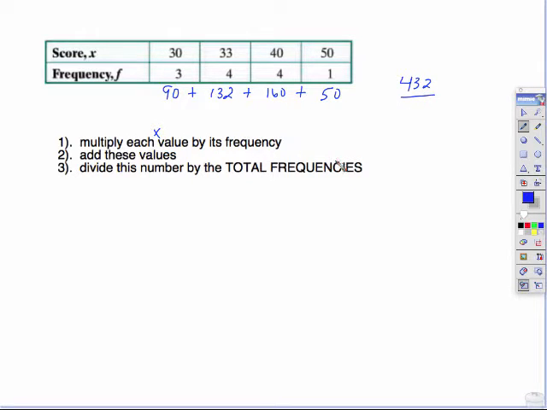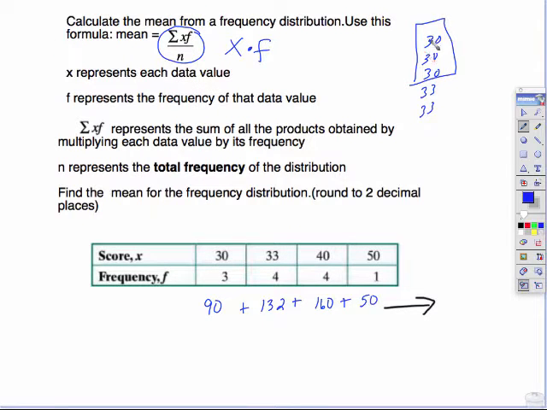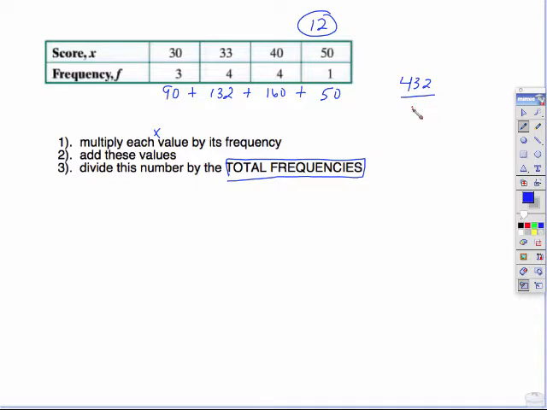And the third thing is divide this number by the total frequencies. Look through here. 3 plus 4 is 7, plus 4 is 11, plus 1 is 12. There are 12 frequencies, because if I had continued this list here, there would have been 12 numbers written out. Then I just divide 432 by 12, which is 36. So that's how you want to do one of these problems, asking you to find the mean where the information is given to you in a frequency chart.